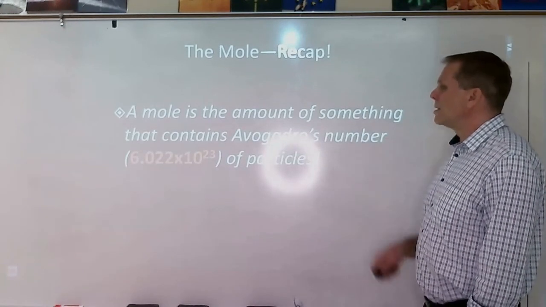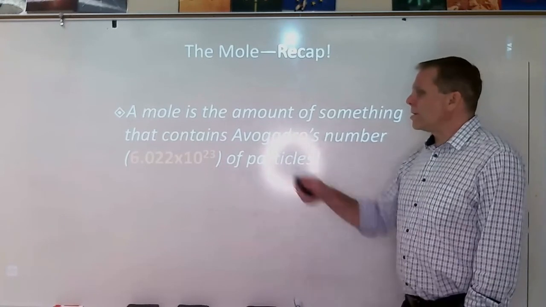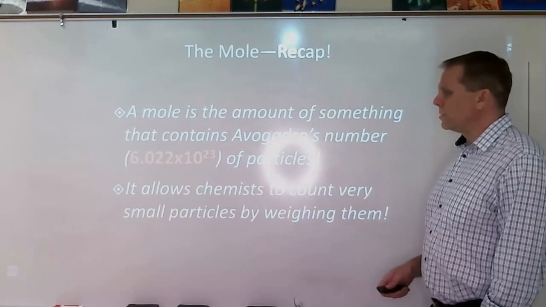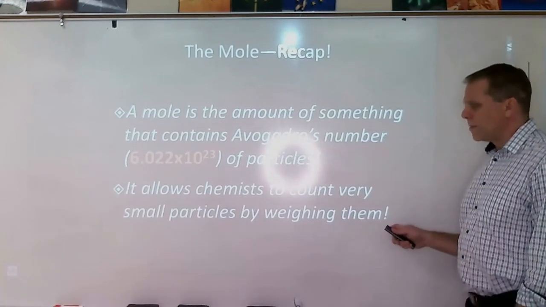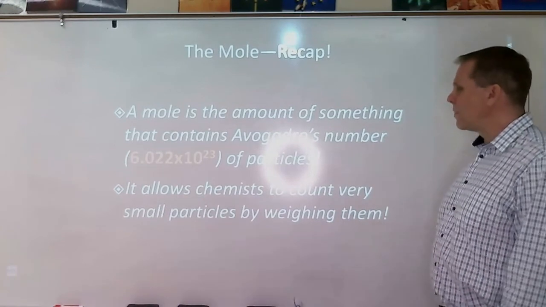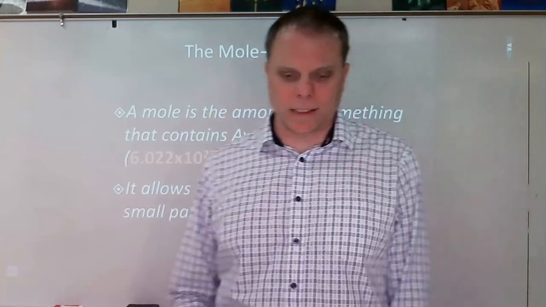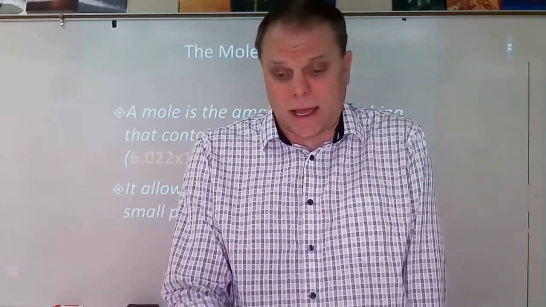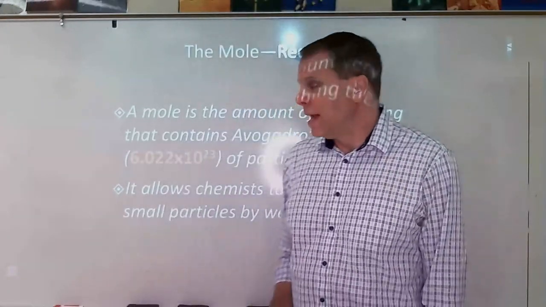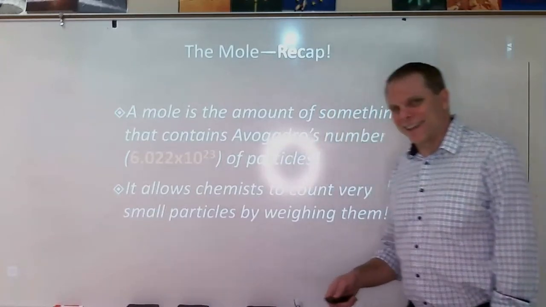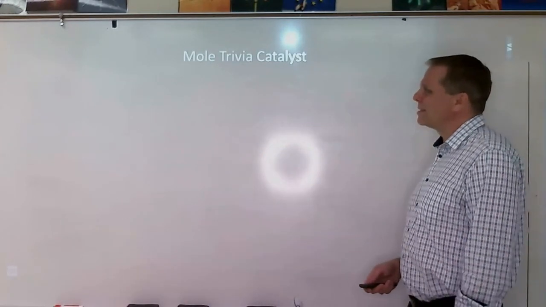All right, so a mole is the amount of something that contains Avogadro's number of particles, 6.022 times 10 to the 23rd of those particles. And again, it allows us to count very small particles through weighing them. So we can say, these are so small I can't count them, yet I can weigh them and tell you about how many there are. It's called the chemist's dozen a lot of times. A mole is called the chemist's dozen.